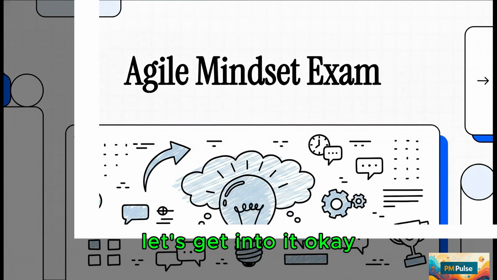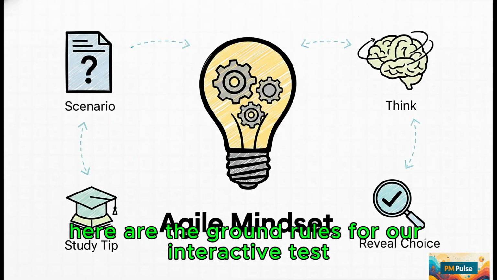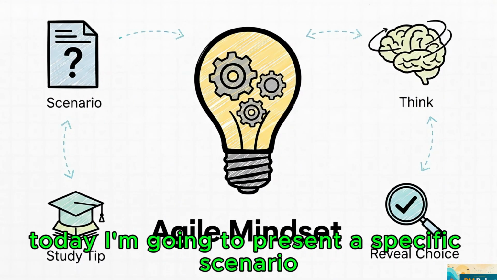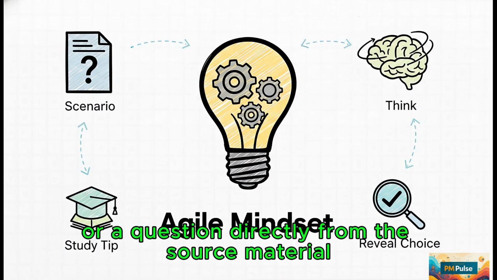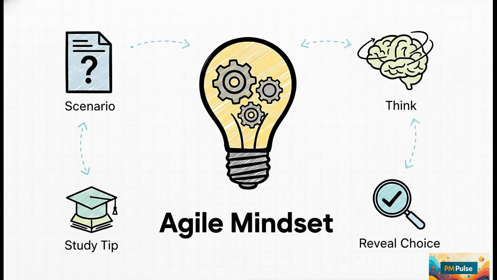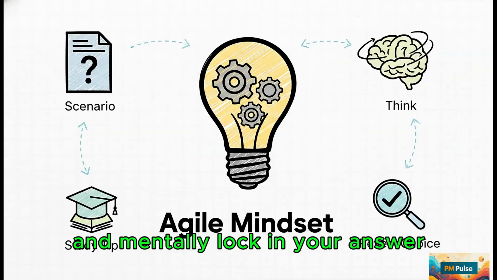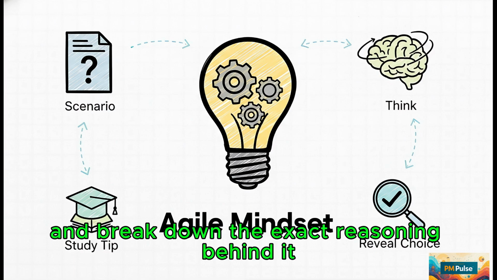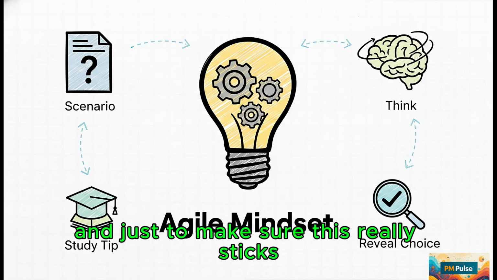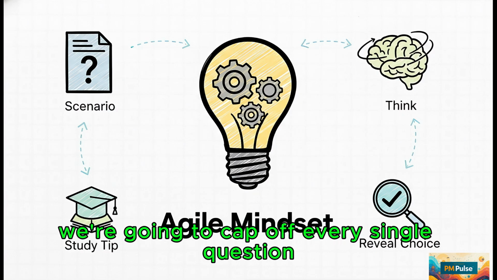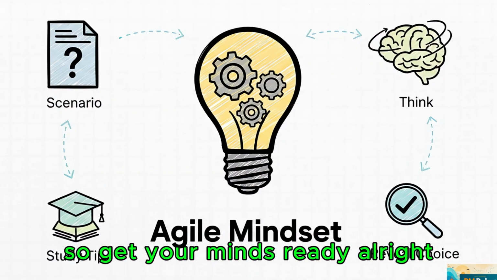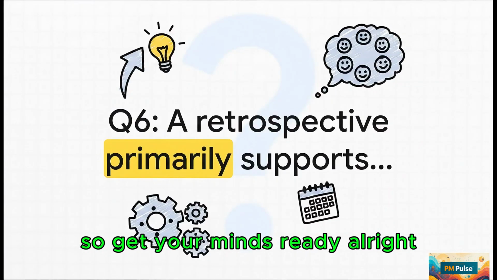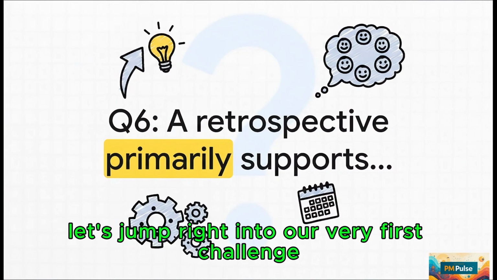Let's get into it. Okay, here are the ground rules for our interactive test today. I'm going to present a specific scenario or a question directly from the source material. I'll give you a moment to think it over and mentally lock in your answer. Then we'll reveal the correct choice and break down the exact reasoning behind it. And just to make sure this really sticks, we're going to cap off every single question with a targeted study tip. So, get your minds ready. All right, let's jump right into our very first challenge.